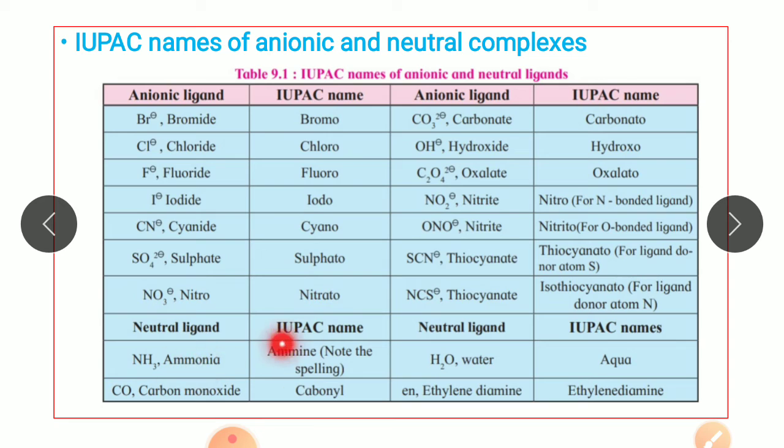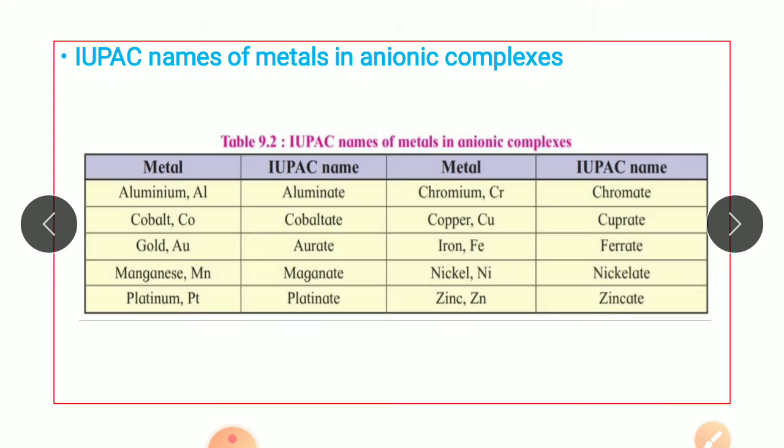Ammonia is written as ammine, A-M-M-I-N-E, so double M is written. Carbon monoxide is written as carbonyl. Water is written as aqua. Ethylenediamine is written as ethylenediamine only.